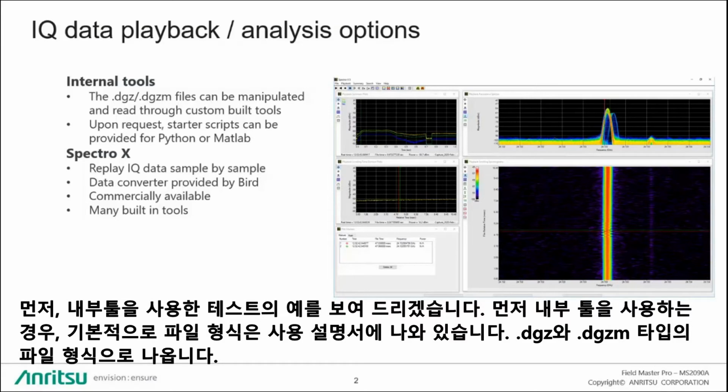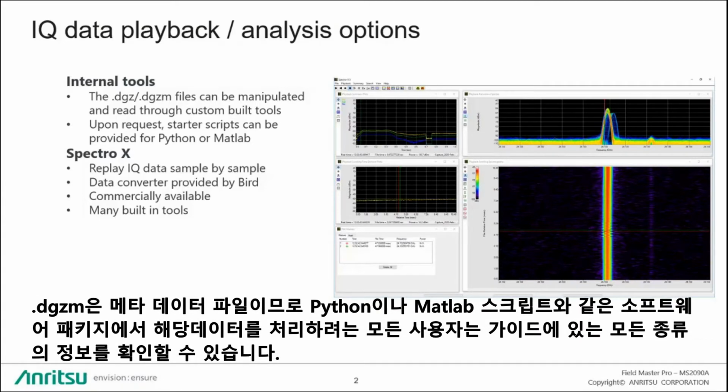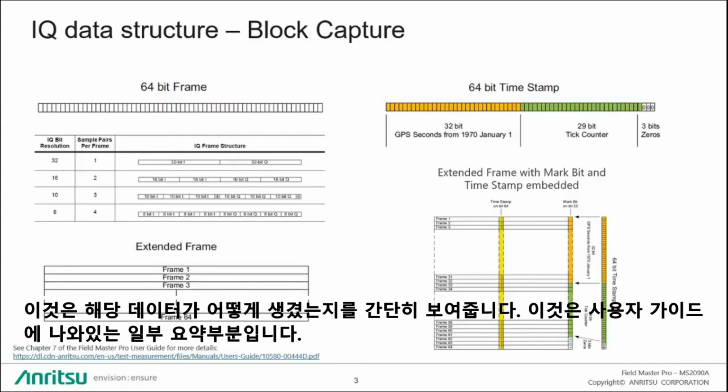So first with internal tools, basically our file format is given in our user guide. We come out in a DGZ and DGZM type file format. The DGZM is your metadata files, and so anybody who's looking to process that data in a software package like a Python or MATLAB script, all that information is there in our user guide, and upon request we can even provide some starter scripts. So this is just a quick look at what that data looks like. These are some snippets from our user guide. All that information is there for you to look through.